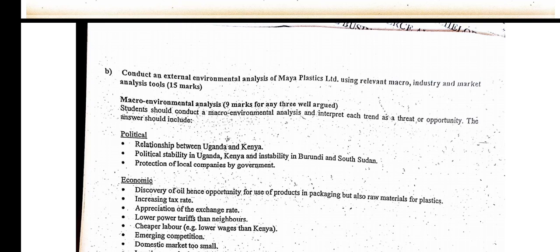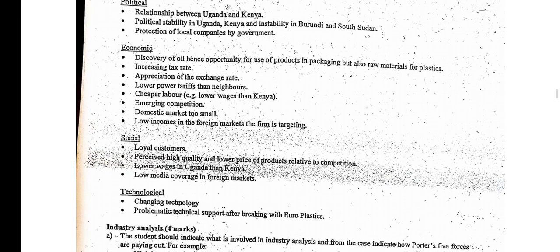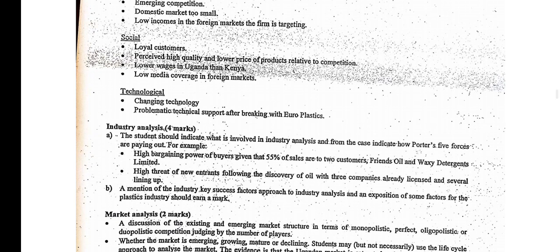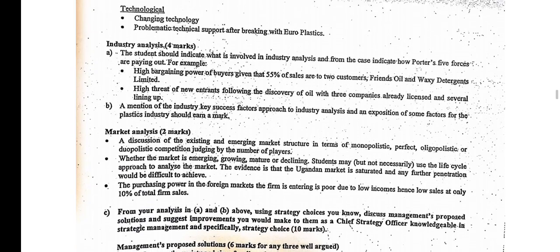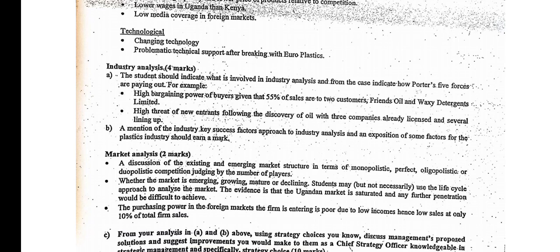So you use Pestel, political, economic, you explain the things under them, social, technology. Then for industry analysis, you talk about Michael Porter's 5 forces. Yeah, those things of bargaining power of buyers, threat to new entry, like that. Yeah, then for market analysis, a discussion of existing and emerging market structure in terms of monopolistic, perfect, oligopolistic, that one. So for market analysis, you discuss about the different markets.